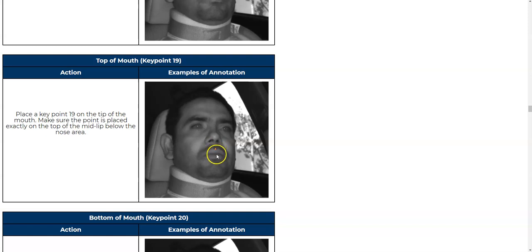So it shouldn't enter the lip. You shouldn't annotate it inside the lip or further up here. It should be exactly the point at the top of the mid lip.